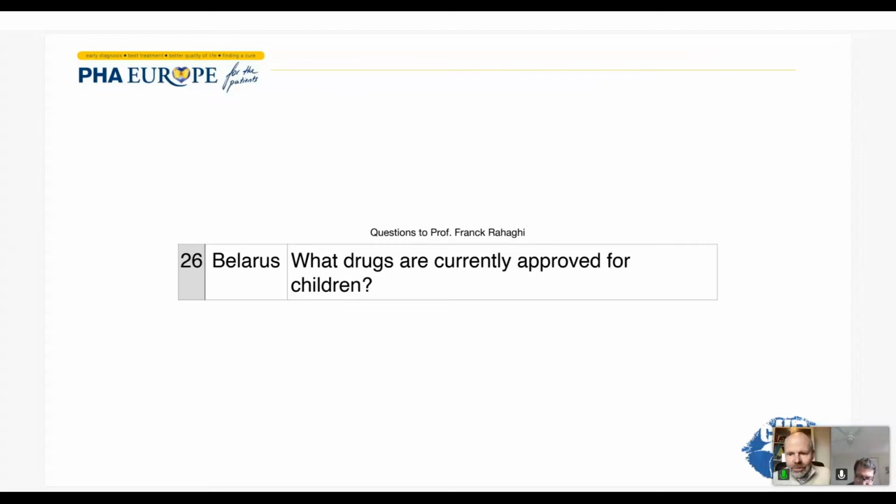What drugs are currently approved for children? Well, there's nothing that's really approved for children per se. And so we extend the drugs and we use them. Sildenafil, for instance, was used for a while and then it was found to have problems, but we still are using it more or less.